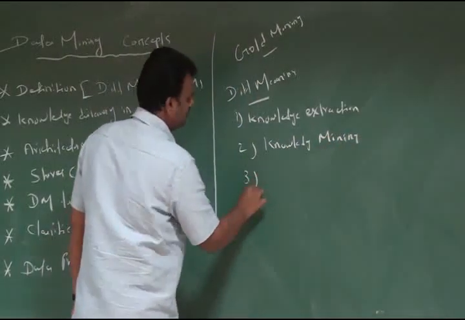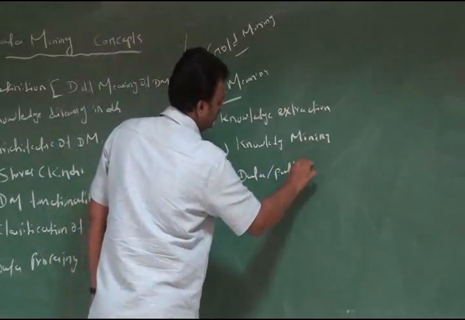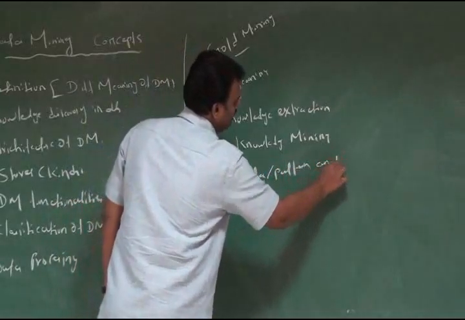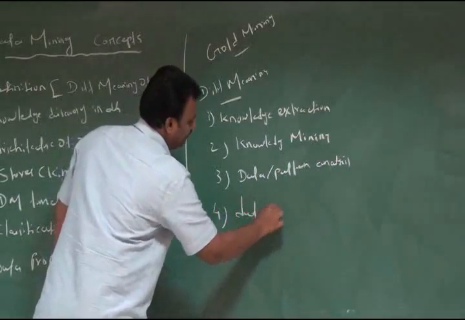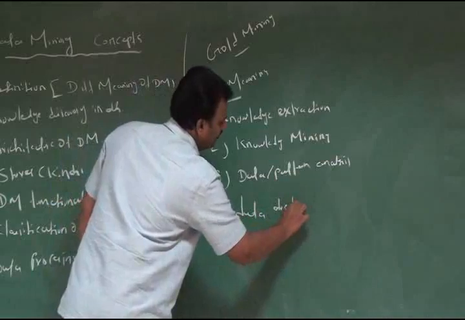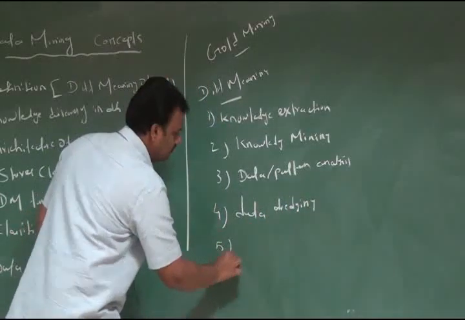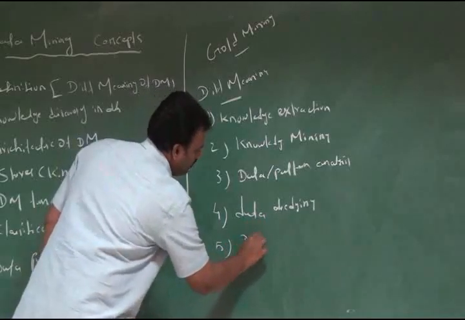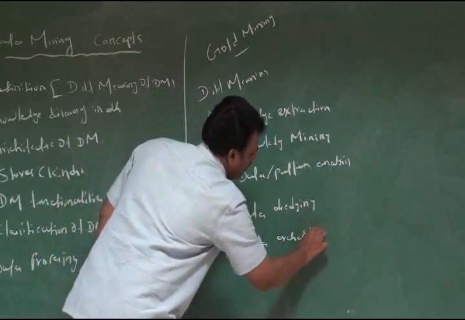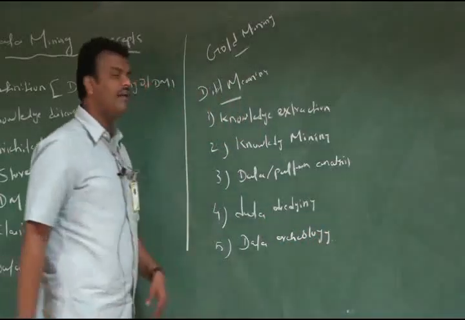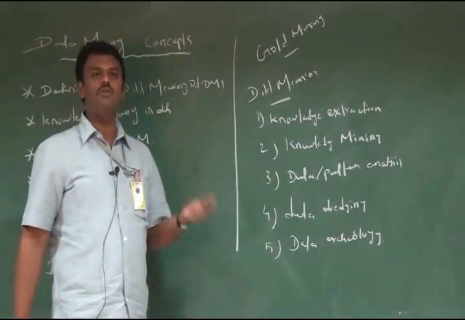Then the third one, data or pattern analysis. The fourth one, data dredging. Data dredging means data searching. The last one, data archaeology. Data archaeology means we are going to study the past human societies.